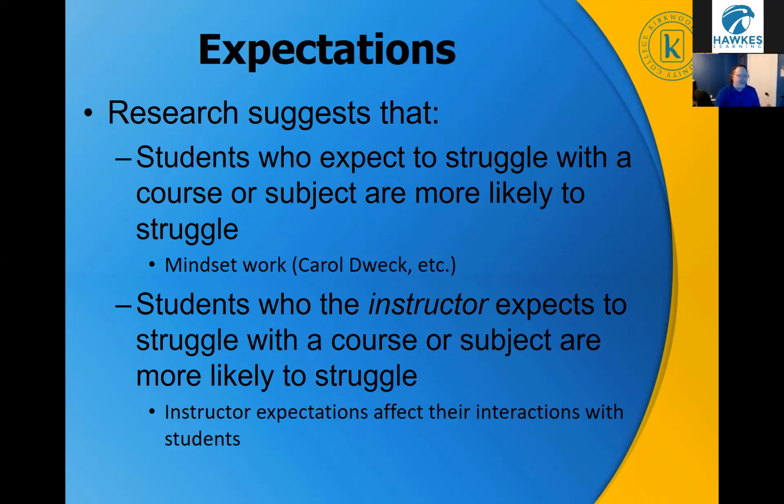Other research suggests that instructor expectations also affect their interactions with students. So sometimes students who the instructor expects to struggle with a course or subject are more likely to struggle. So my question there is, how do I identify to instructors students who may need a bit of extra help without essentially making that a self-fulfilling prophecy, where the instructor on a subconscious level treats the student differently, and that can affect their success? I don't have the answer to that one figured out yet, so if you do, please let me know.